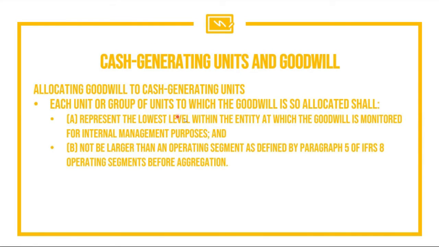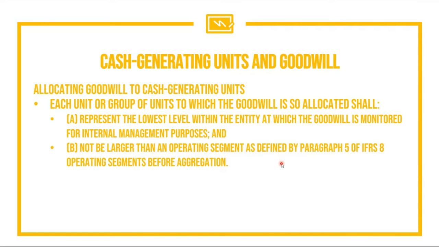Each unit or group of units to which the goodwill is so allocated shall first represent the lowest level within the entity at which the goodwill is monitored for internal management purposes, and not be larger than an operating segment as defined by paragraph 5 of IFRS 8, which is operating segment. So this will be discussed in IFRS 8. But anyway, the concept is like this.